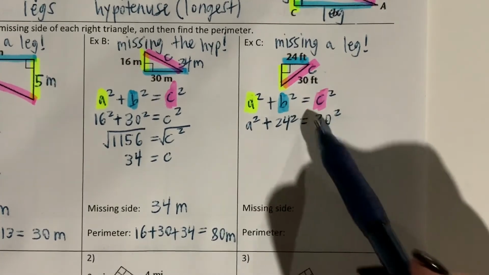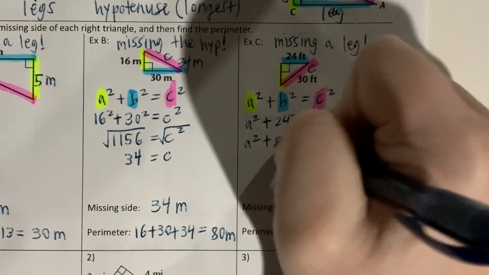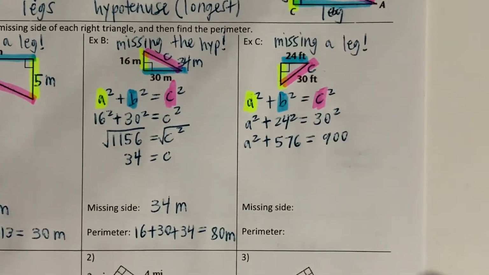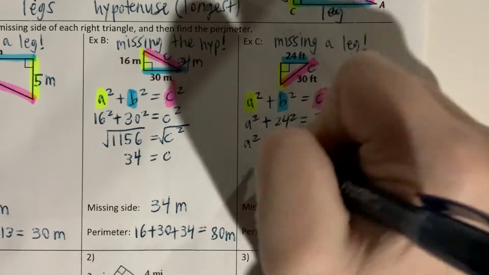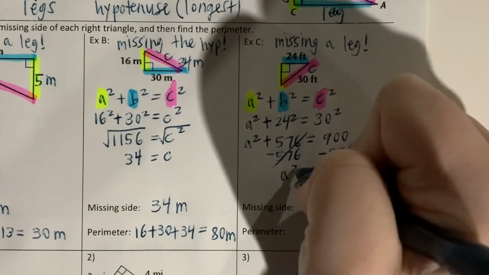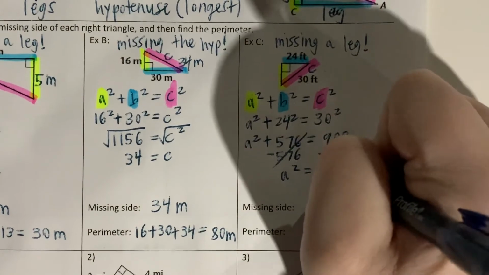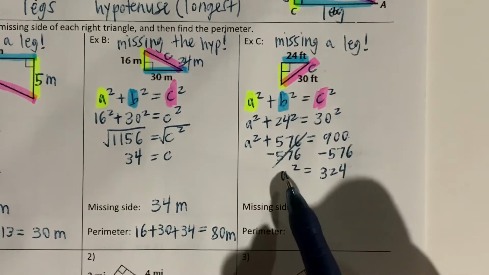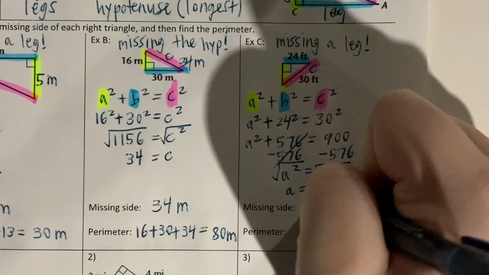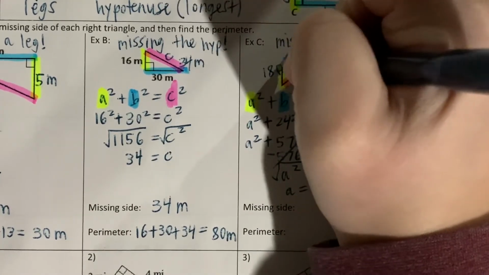Now I can do these squares in my calculator. So I'll have a squared plus 24 squared, which gives me 576. 30 squared gives me 900. Now I can move 576 to the other side by subtracting it. So I'll subtract 576 from both sides, and I'll be left with a squared equals 900 minus 576, which is 324. And then to undo a squared, I can take the square root, and I'll get a equals 18. So I found that my missing side, in this case a leg, is 18 feet.